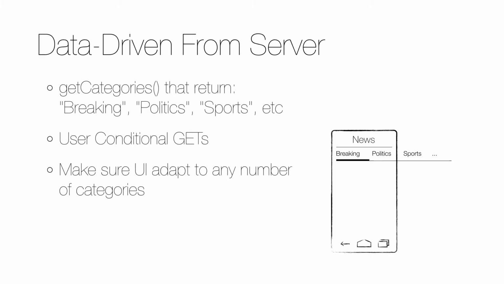This becomes even more important when you have something that seems like a static range of values, but that will probably change over time. An example is a number of categories in a news feed, like rating, politics, sports. These categories should probably be retrieved from the server and then be used to populate the user interface. However, you probably don't want to get the categories all the time, only when they change, so it's a good idea to use something like conditional gets.